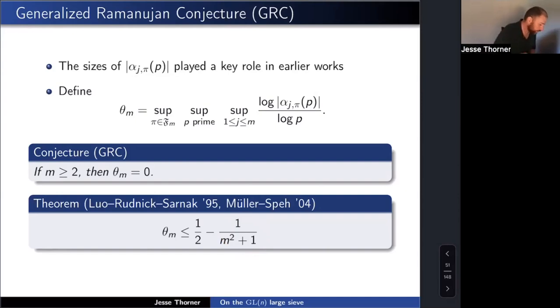This is due to Luo, Rudnick, and Sarnak. They handle the p not dividing the conductor, and then for p dividing the conductor, there's additional input from Müller and Speh.